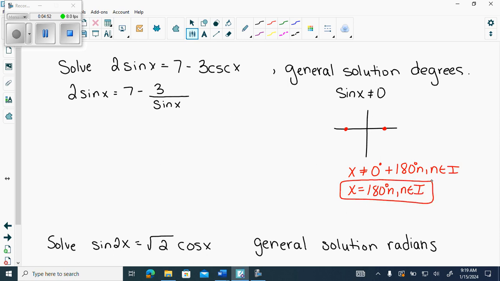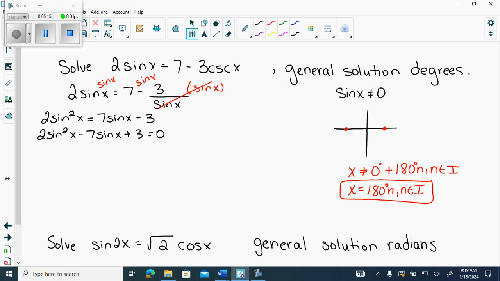All right. Then multiply by sine x. We want to get rid of the fraction. So we get 2 sine squared x equals 7 sine x minus 3. Move everything to one side. 2 sine squared x minus 7 sine x plus 3 equals 0. Let m equal sine x. Or you can leave them if you can work with them. 2m squared minus 7m plus 3 equals 0.